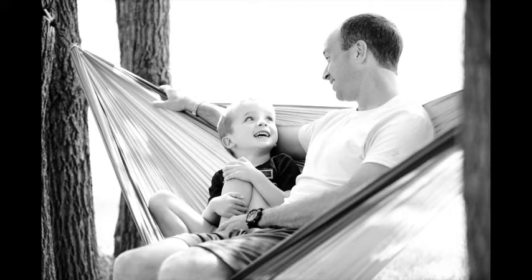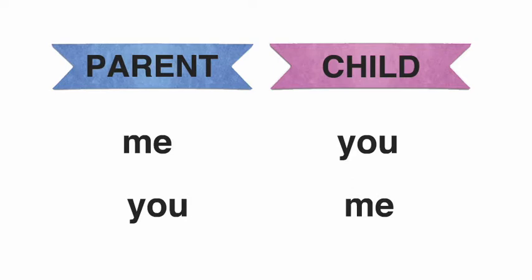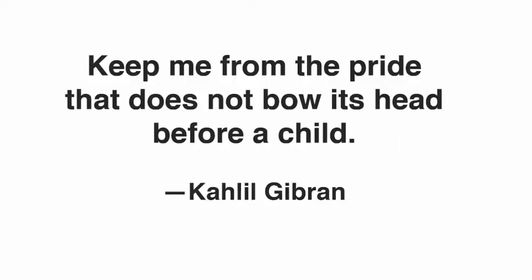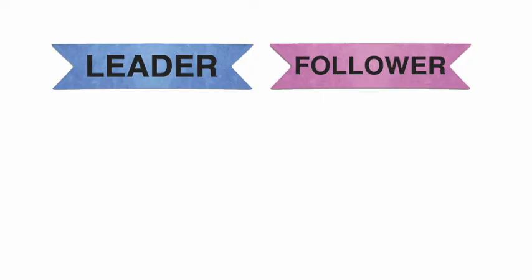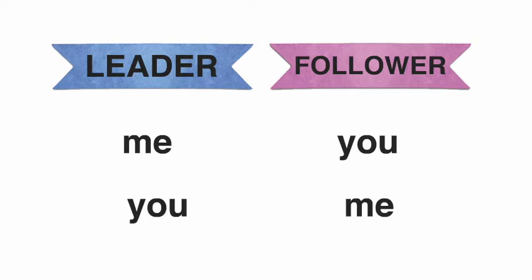Though the parent is usually the guide, the one in charge, the relationship is creative and most alive when the parent can be childlike and let the child be the guide once in a while. As Khalil Gibran once said, keep me from the pride that does not bow its head before a child. The same holds true for the relationship of leader to follower. If the leader doesn't listen to the followers, if the leader is not also a follower now and then, the relationship will sour and not be good for anyone.